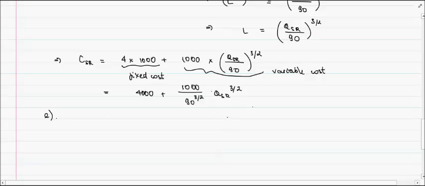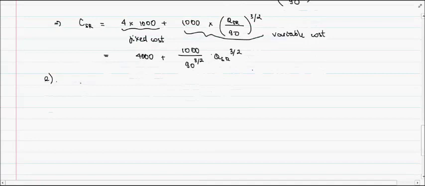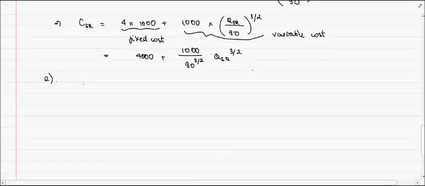Okay, so part A is asking you to obtain the short-run average total cost, short-run average variable cost, and the short-run marginal cost, and then draw these functions and indicate the firm's short-run supply function. So the short-run average total cost is just going to be the total cost function divided by the total quantity.